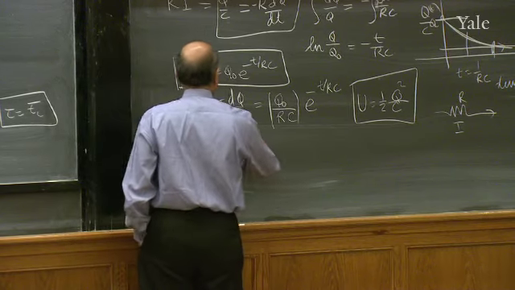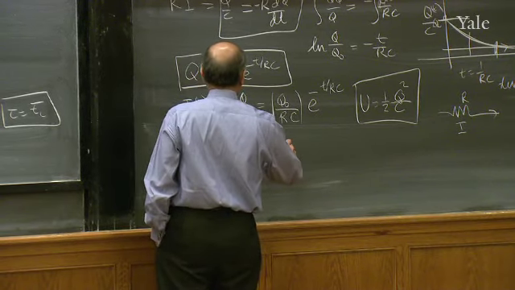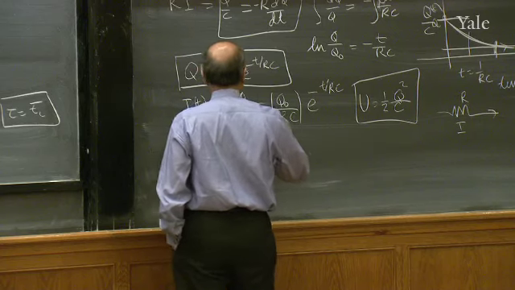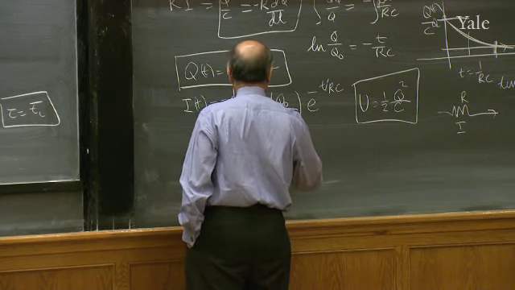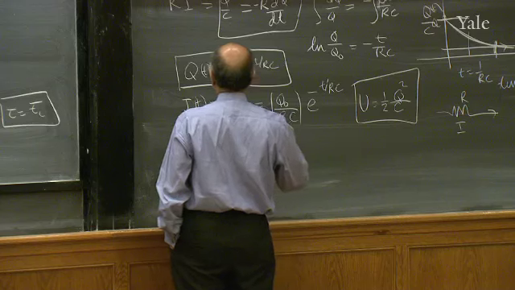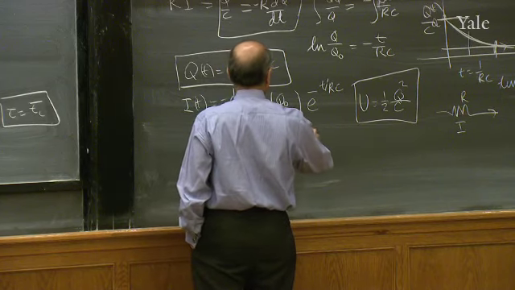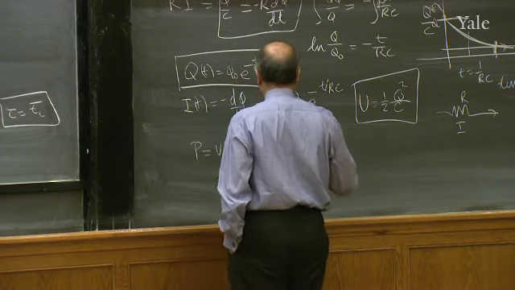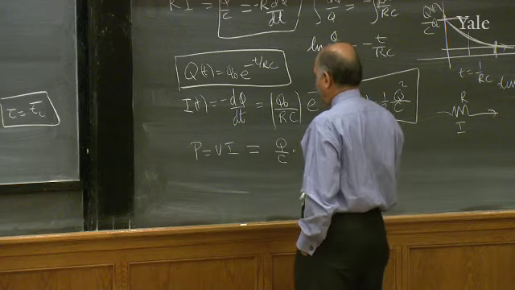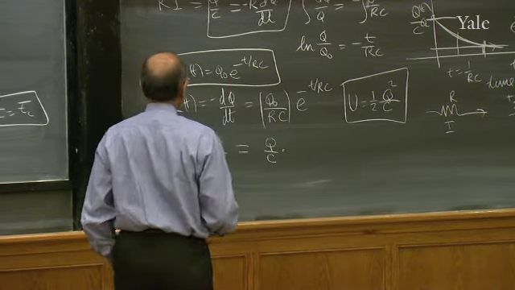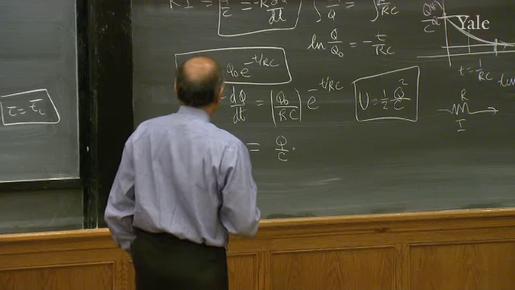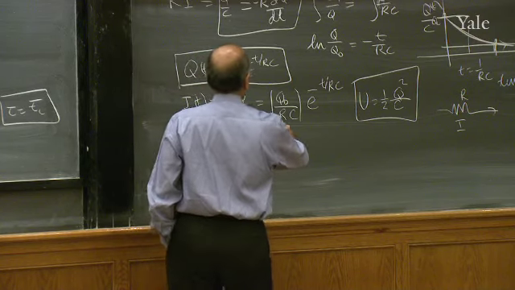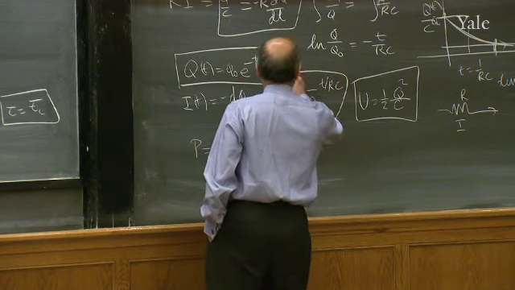So in this problem, V is Q over C, and I got somewhere here. Let me see. I'm too close to the board to see where anything is. Okay, I want to first find the current. Here is my current. Oh yeah, I'm sorry, that's an easier way to do this.